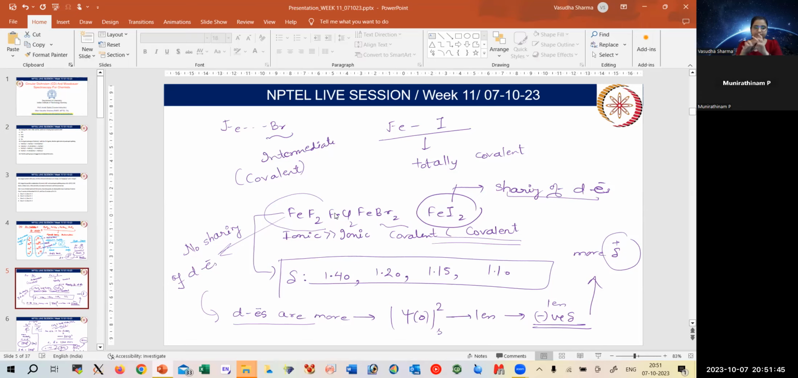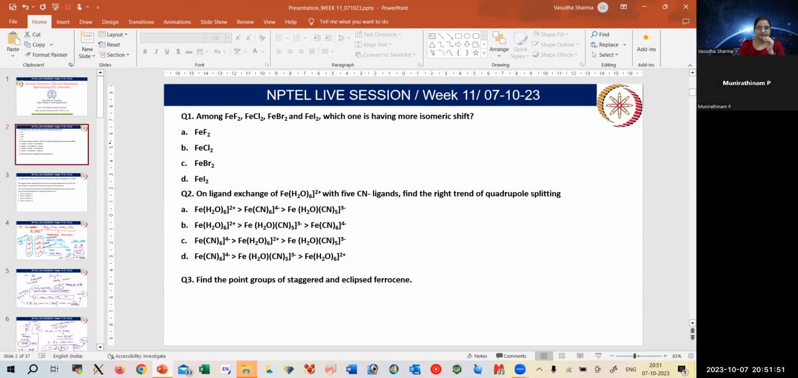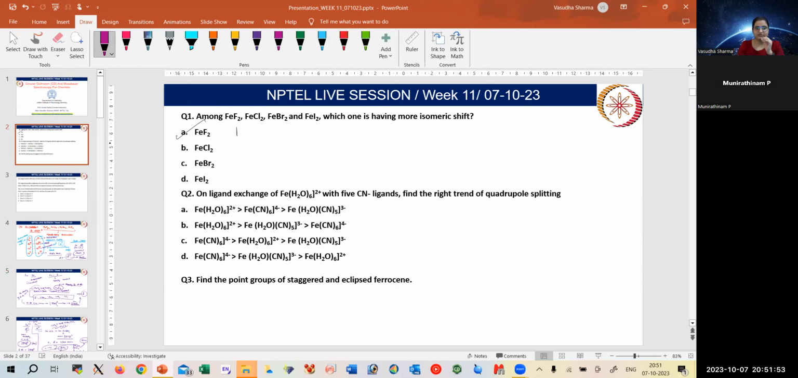Yes, ma'am. FeF2 has more isomeric shift. So FeF2 is the one which is having the 1.4 value. On ligand exchange, the second question says, we have Fe(H2O)6 2+. When we exchange it, sorry, with 6 CN ligands, find the right trend of quadrupole splitting.